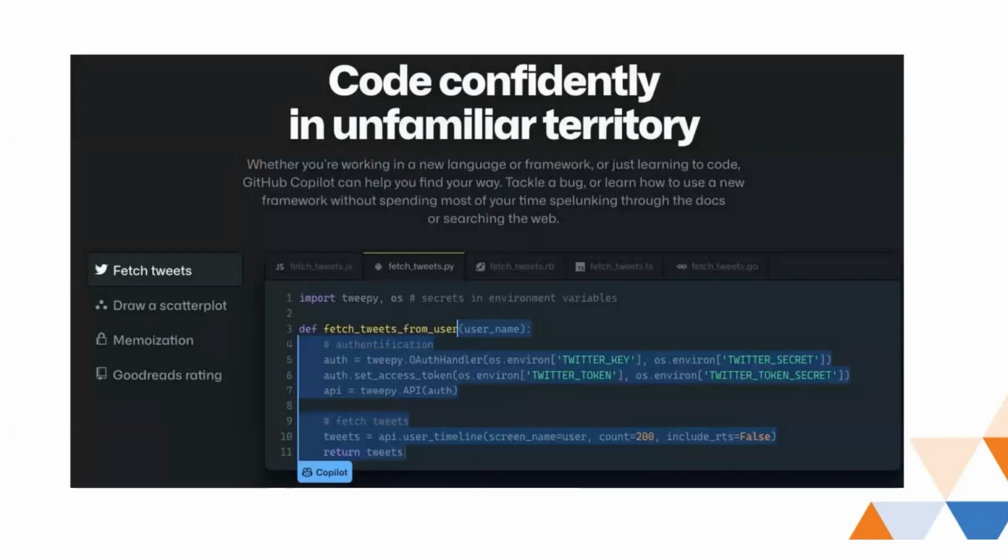So the main feature of GitHub Copilot is basically that you can confidently code in any language. It can be PHP, Python, TypeScript or Ruby. It supports everything. And there are many things you can do. Let's say you want to create a scraping bot to fetch tweets from Twitter, or create a scatter plot, basically data visualization. You can do that also.